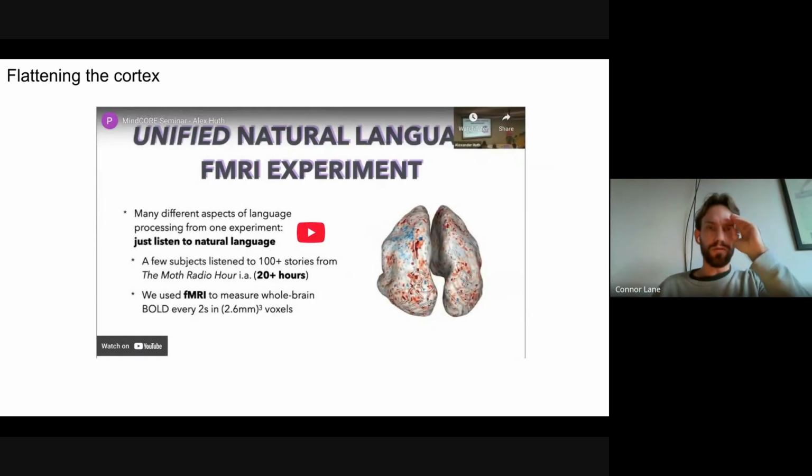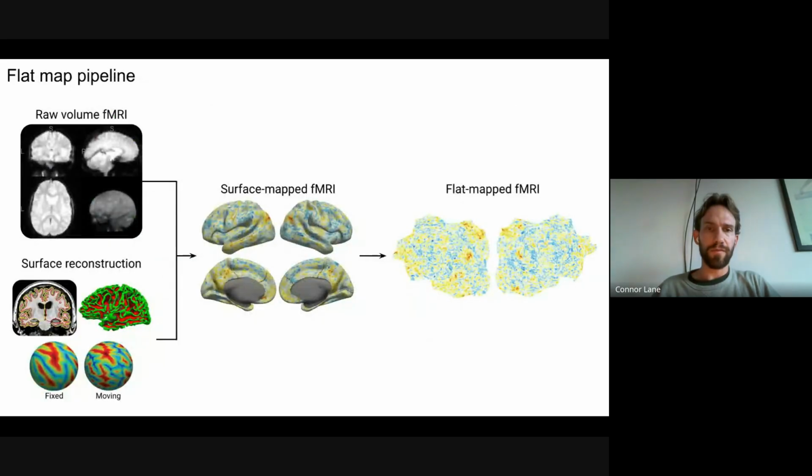Okay, so this is the core crux of the current idea. And to drill into this a bit more, this is how the pipeline works for generating these flat map images. You take the raw volume fMRI here. You can reconstruct the surface using separately collected structural MRI. And that's shown here, where the cortical surface is fit to the gray matter ribbon in the structural MRI.